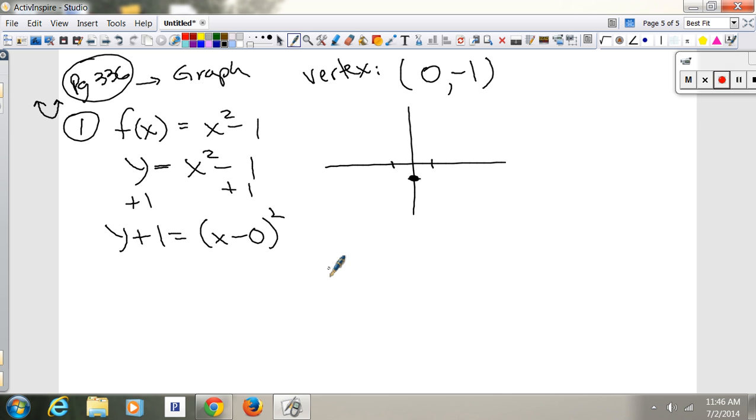So if you plugged in a 1, you would get 1 squared is 1. Minus 1 would be 0. So if you plugged in a 1, you get 0. If you plugged in a negative 1, you'd also get 0. They're symmetrical. So there's your U-shaped graph like that.